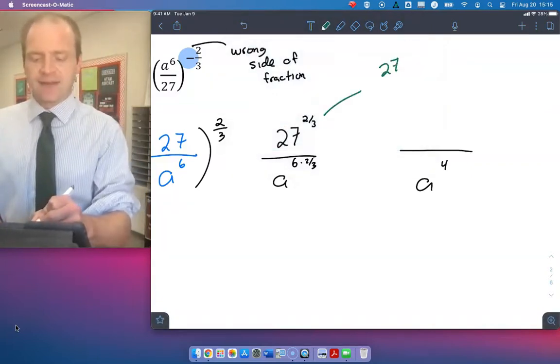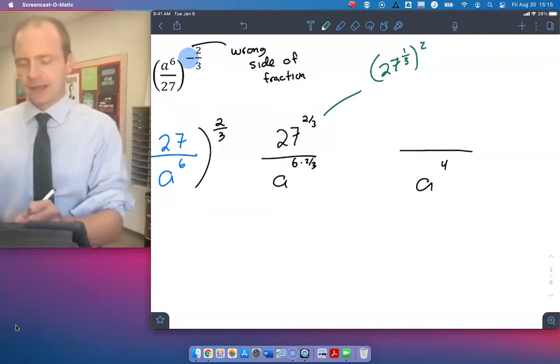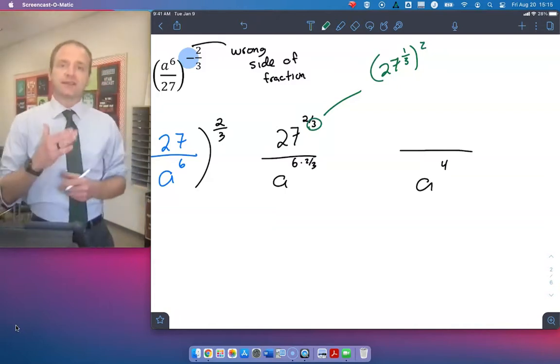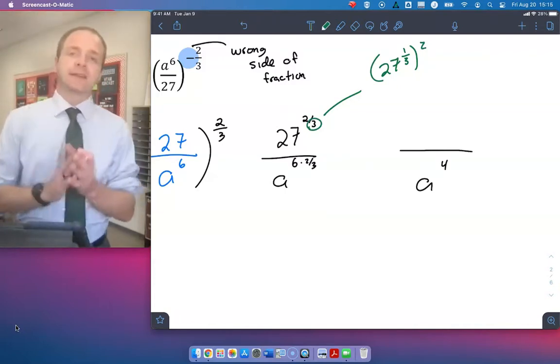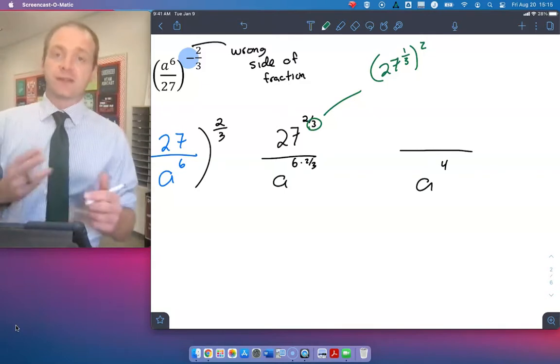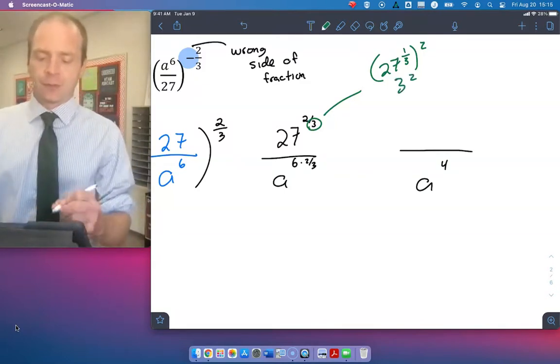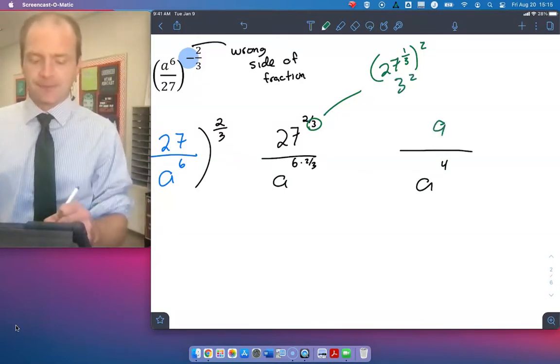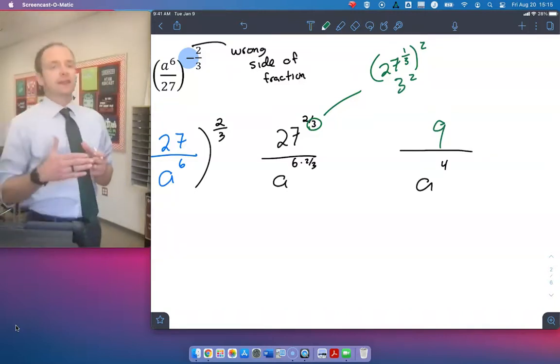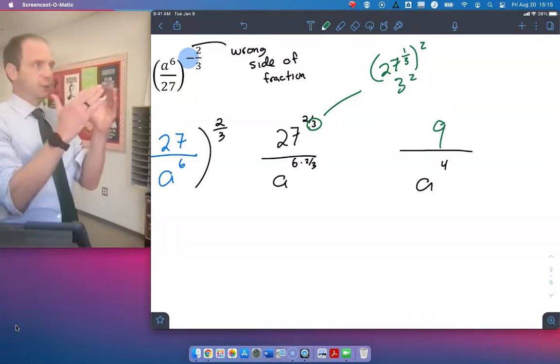That's going to be 27 to the 1/3 squared. I'm going to take the cube root of 27, and then I'm going to square it. The cube root of 27 is 3. 3 squared is 9.